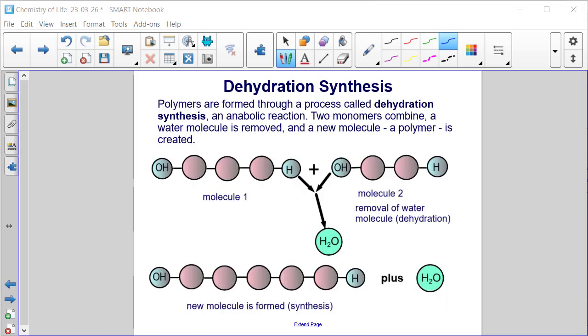Dehydration synthesis. Polymers are formed through a process called dehydration synthesis, an anabolic reaction. Two monomers combine, a water molecule is removed, and a new molecule, a polymer, is created.